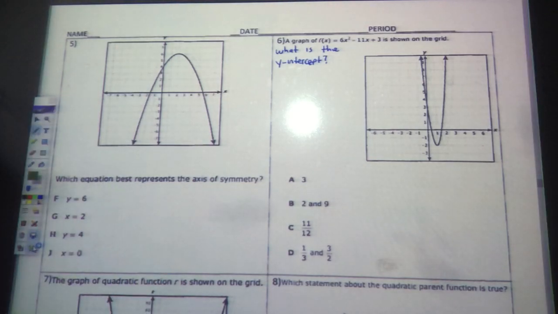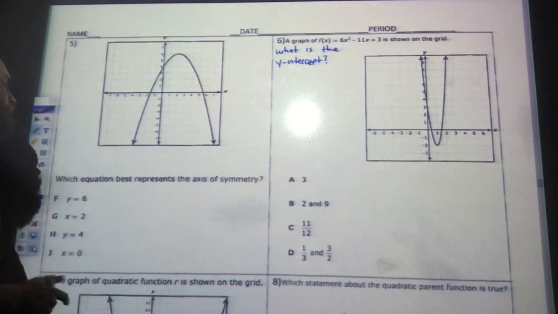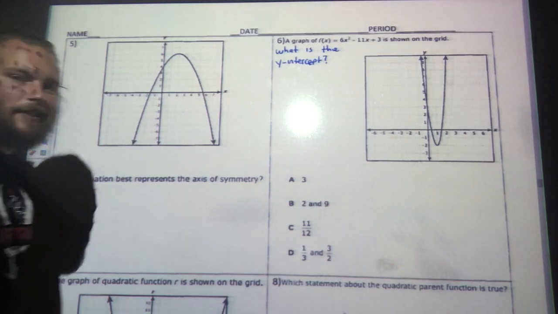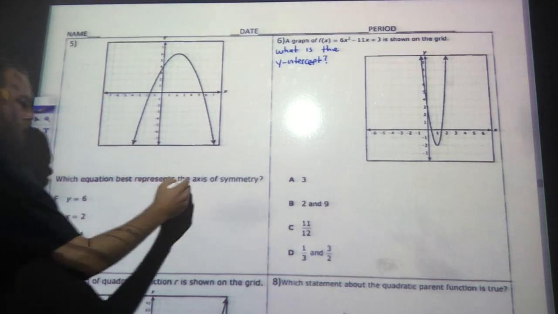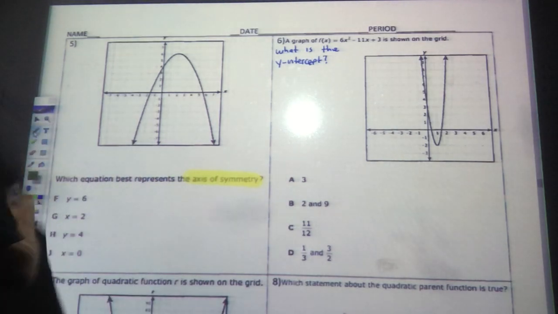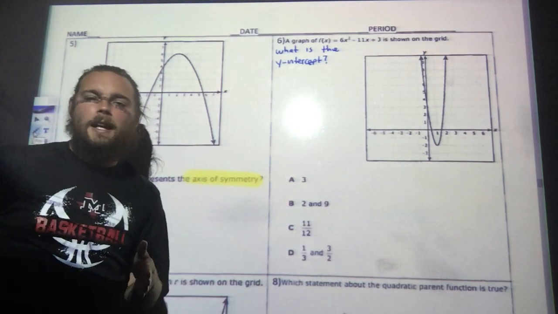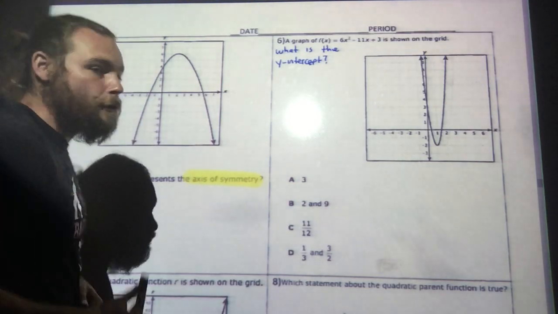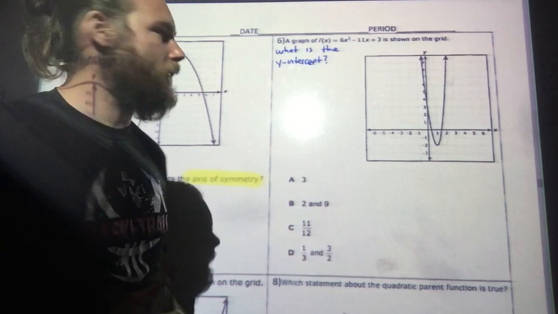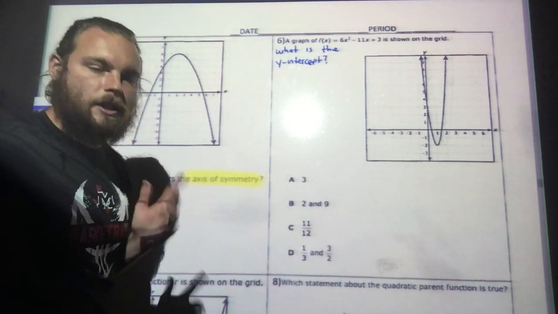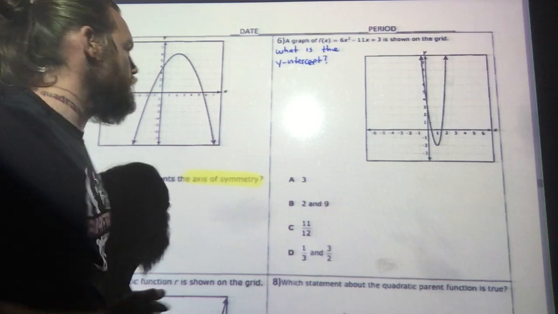Okay, question 5 gives you a graph and asks you which equation best represents the axis of symmetry. Remember, the axis of symmetry is that imaginary line that cuts the parabola right in half. Typically if you're given an equation, you can just look it up, menu 5-1. However, there's no equation, it's just a graph, which makes it even easier.